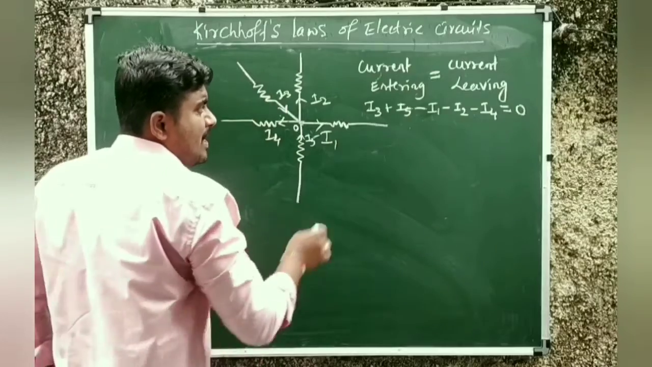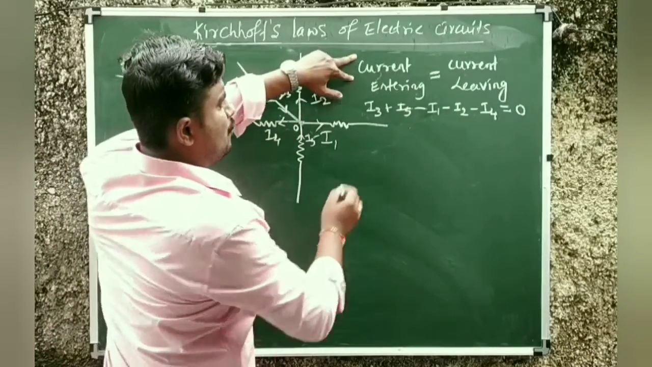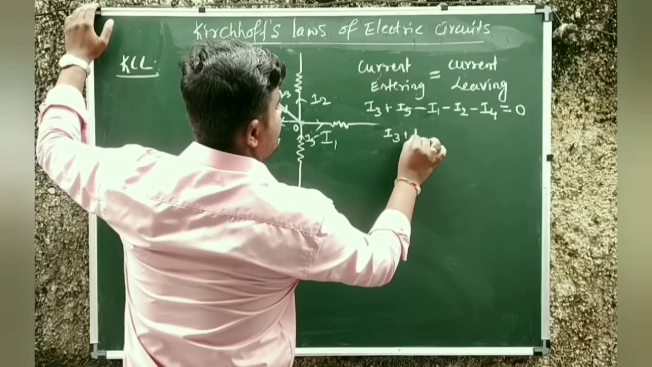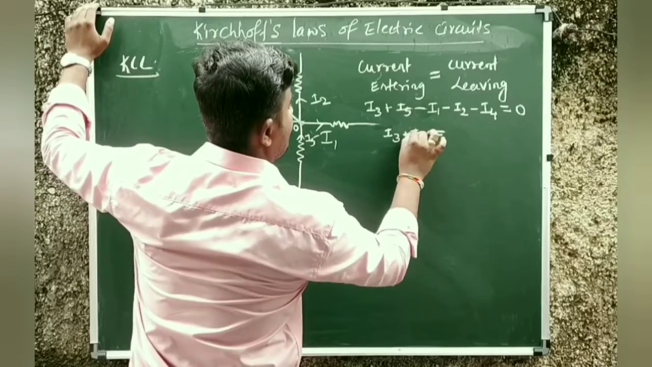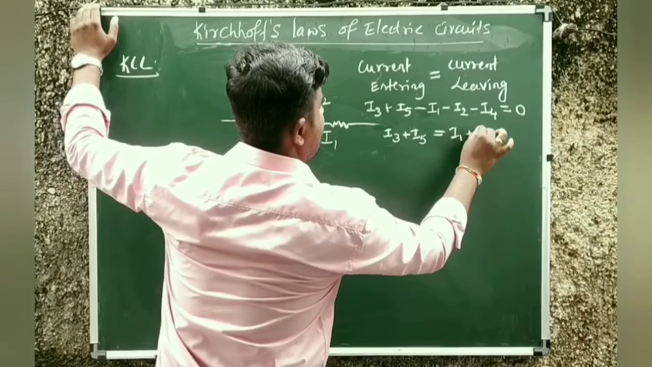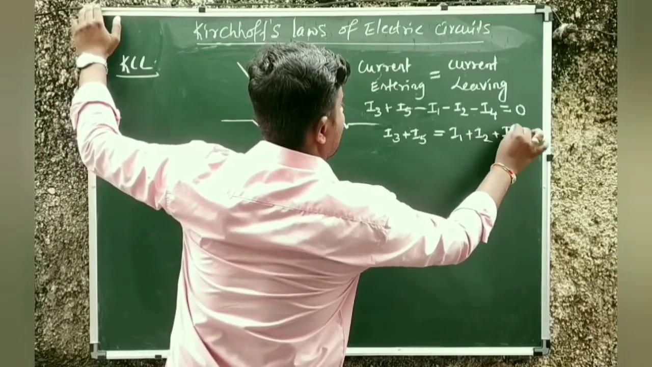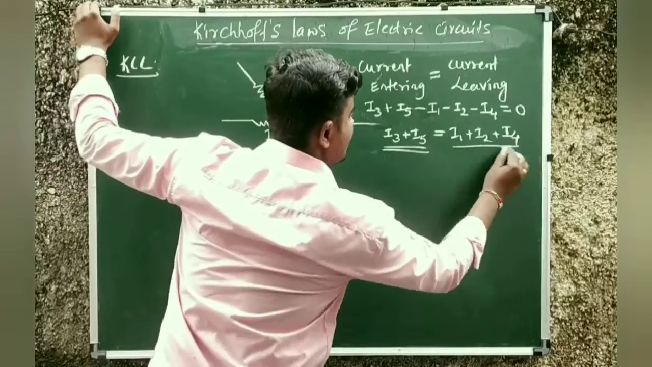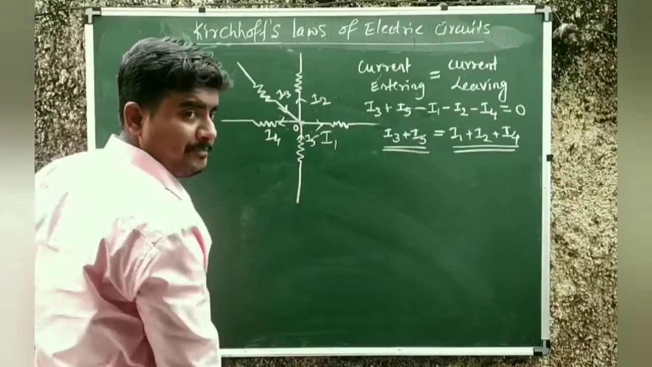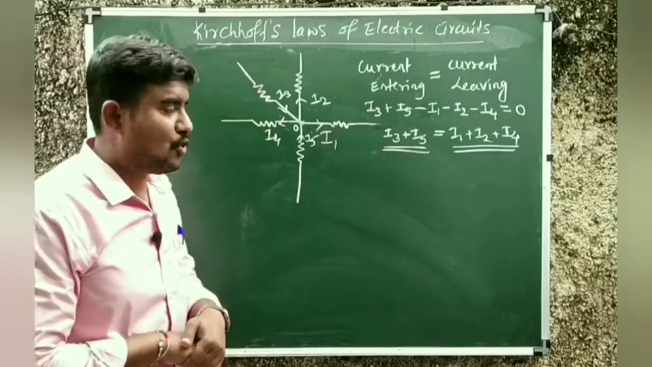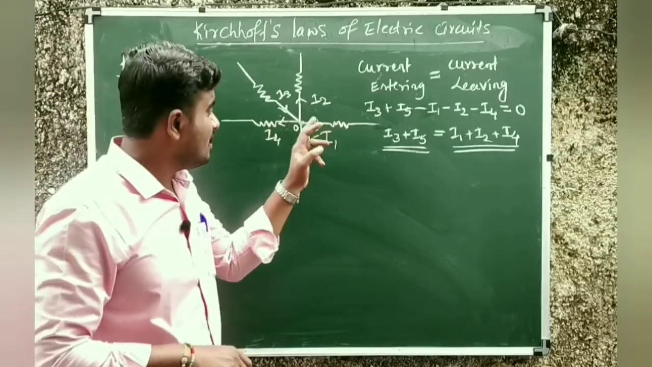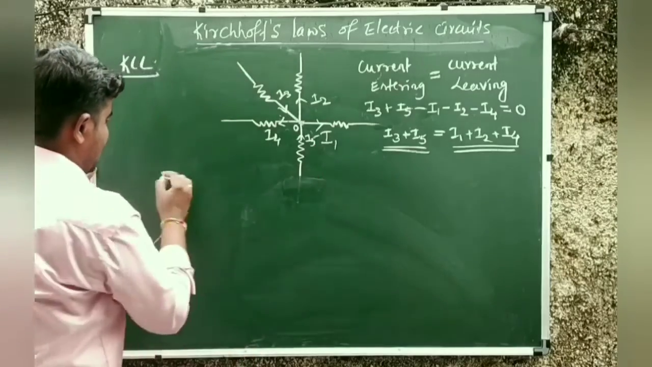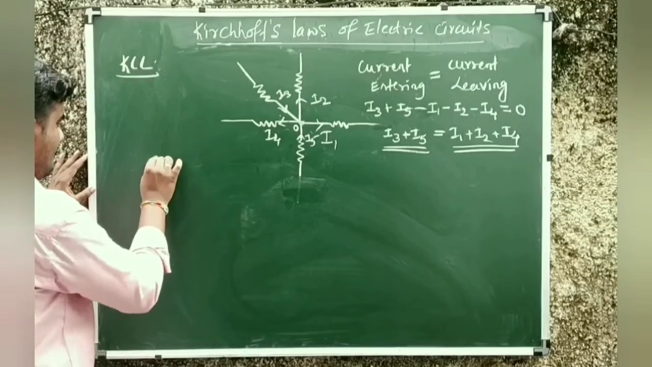This is the statement. And with the help of this statement also, I can write I3 plus I5 is equal to I1 plus I2 plus I4. See here, these currents are entering the junction and these currents are leaving the junction. So this is how we are supposed to solve the complicated circuits. Let us take one numerical example also.